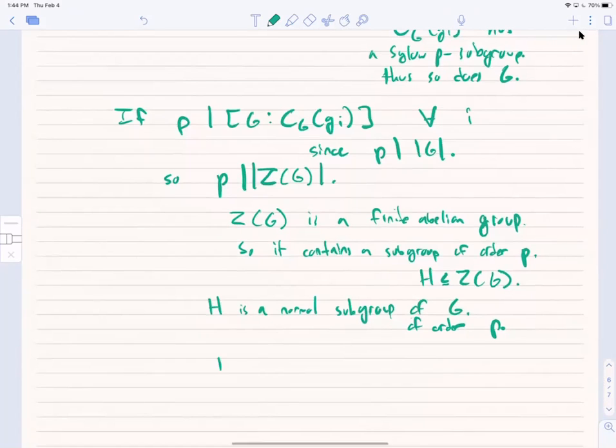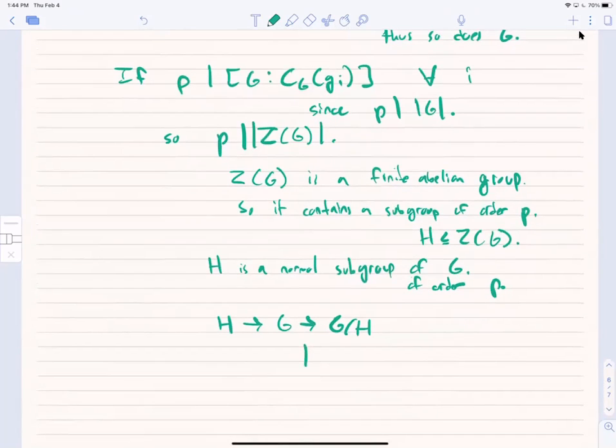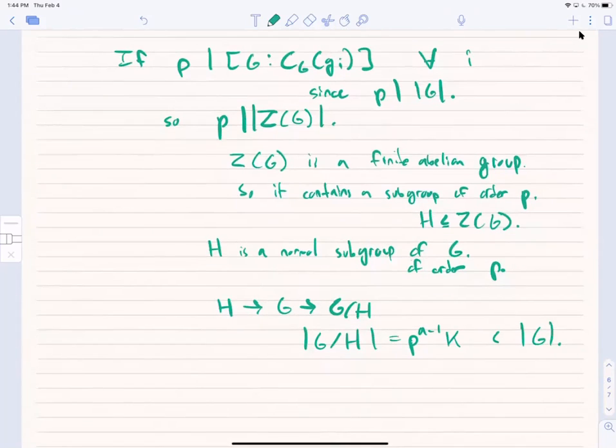Okay, and so I can look at H in G, and then I take the quotient G mod H. Now the order of G mod H is less than the order of G, so it's equal to P to the A minus 1 times K, which is less than the order of G. And so it has a Sylow P subgroup.